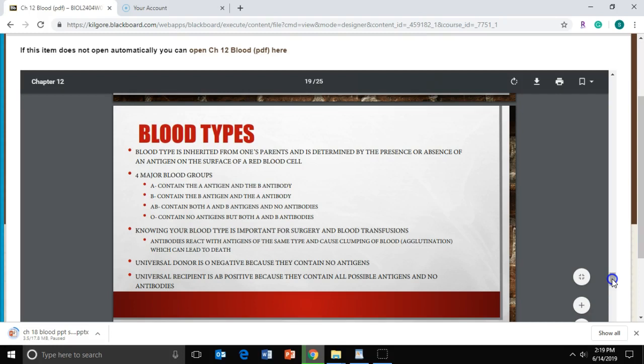A universal recipient is going to be AB positive, and that's because they have A and B and they don't have antibodies against those. And obviously positive, and they also don't have antibodies against the Rh factor.